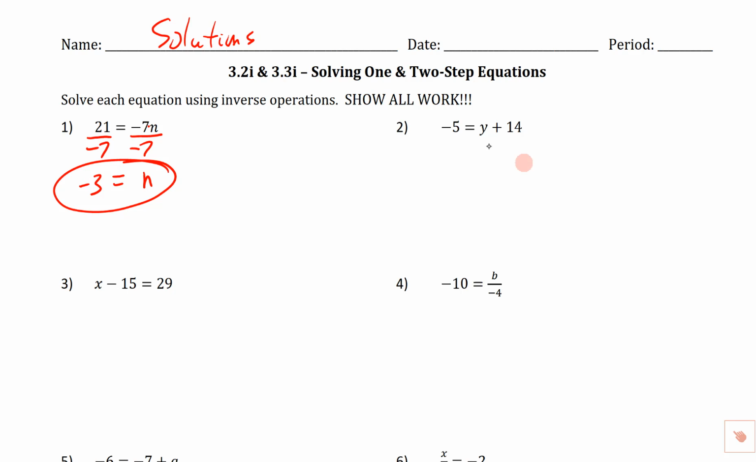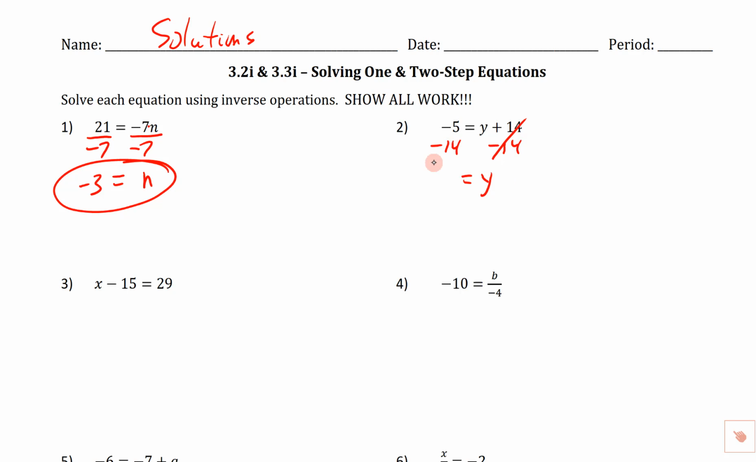So on this one right here, we've got y plus 14 on this side, and we've got a -15 on the other side. We want to get the y by itself, so that means we want to undo the adding 14. So I'm going to subtract 14 from this side and subtract 14 from this side. Again, this is sometimes called the golden rule of algebra. Whatever we do to one side, we need to do to the other side. That keeps things balanced.